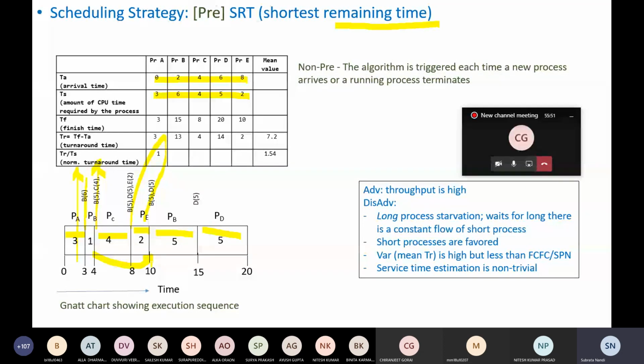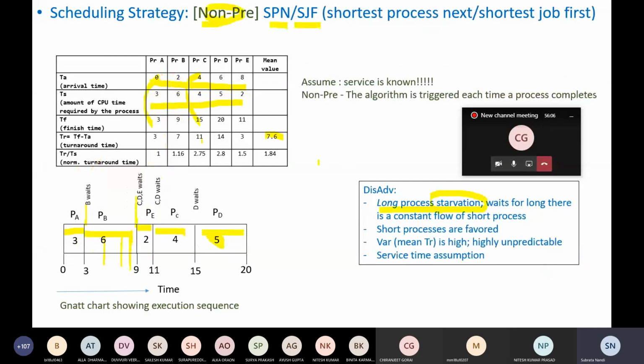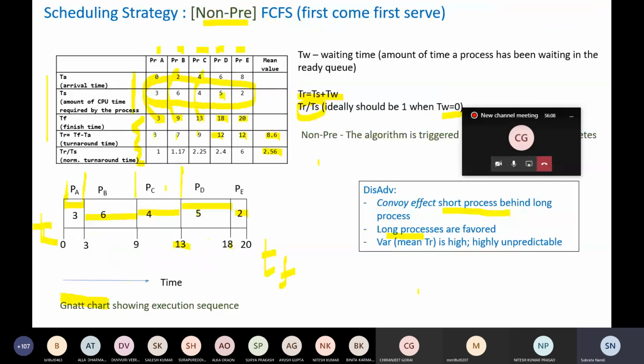but the previous two were non-preemptive. Now if we do this, we can still calculate the turnaround time by subtracting the arrival time from the finish time, and we see the mean value is 7.2. Earlier it was 7.6, and prior to that it was 8.6 for FCFS, the mean value of the turnaround time.